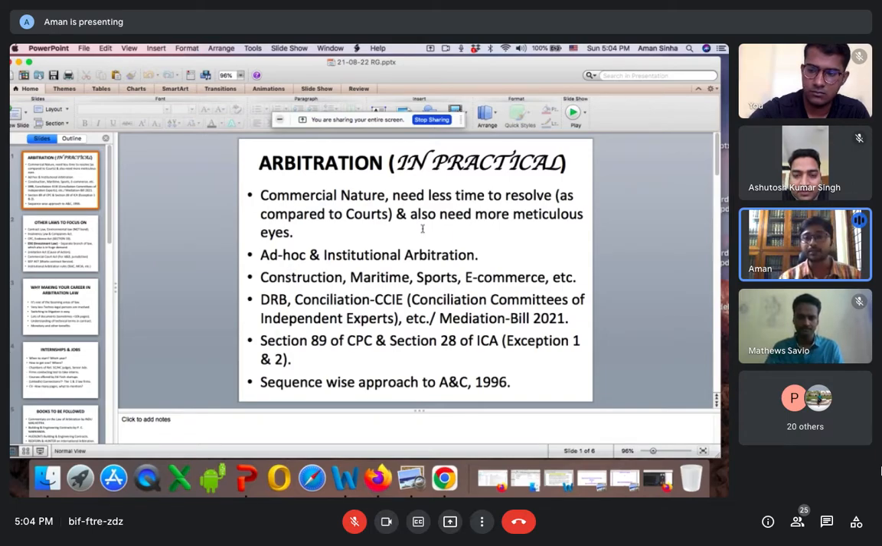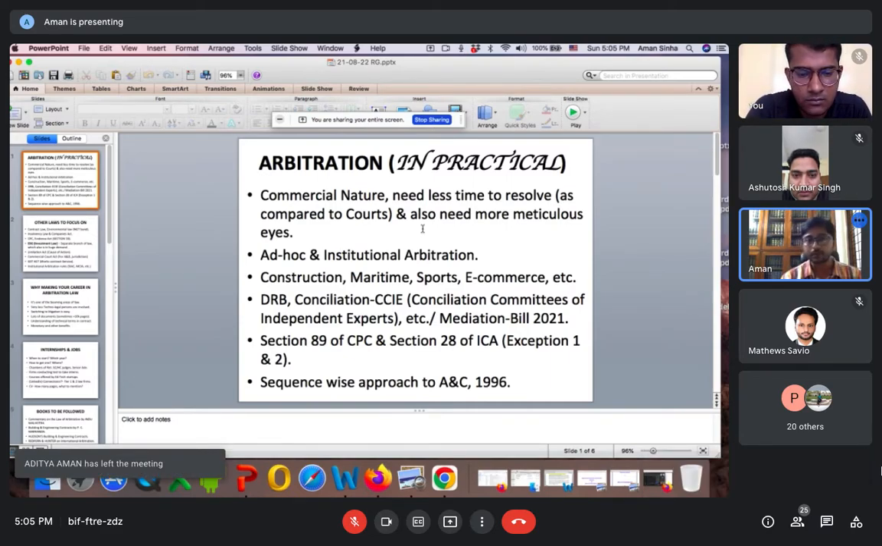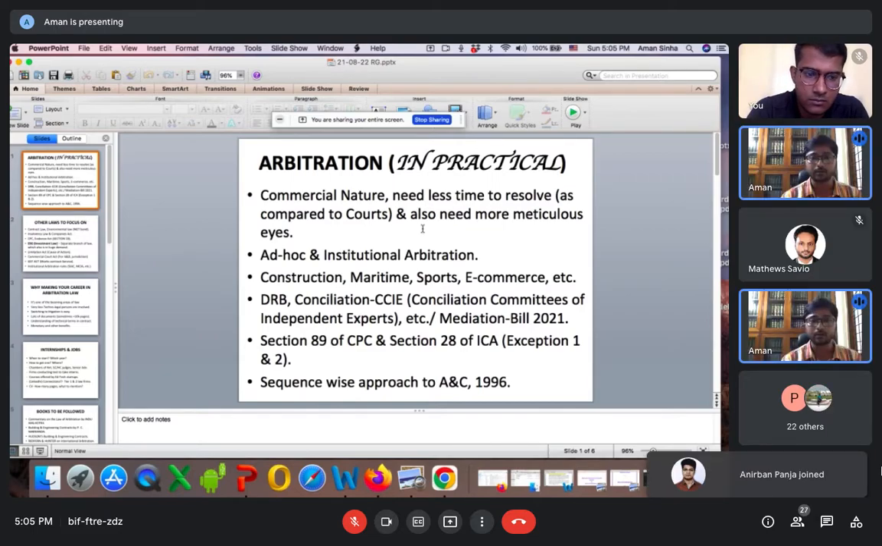Now, types of arbitration: majorly in India, 70% of the cases come from construction arbitration. This is not my view. Retired judges like A.K. Sikri and many more, even a sitting judge like Pratibha Singh, have stated that most of the cases they handle are construction arbitration. Then there is maritime arbitration. Sports arbitration is also coming into the picture. And e-commerce arbitration, you might be aware of the Future-Amazon dispute.